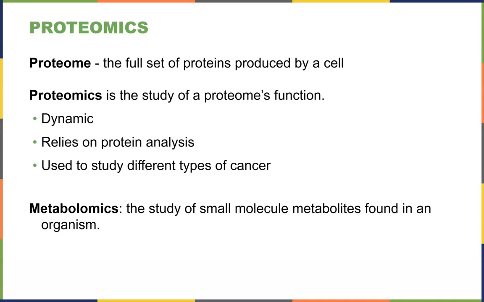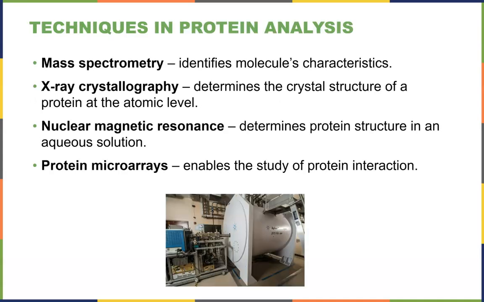And then metabolomics, this was just a vocab term that was in the textbook, but it's just the study of molecule metabolites found in an organism. So that's also useful in determining and finding cancer in a person's body. So metabolites are those things that are produced when you metabolize molecules, such as glucose. So what's produced after you create ATP from glucose metabolism. So it's like that.